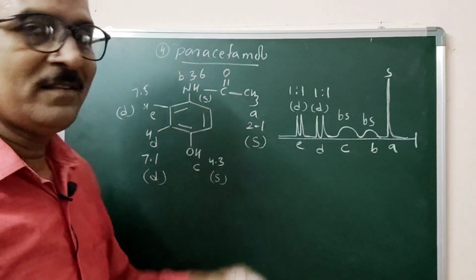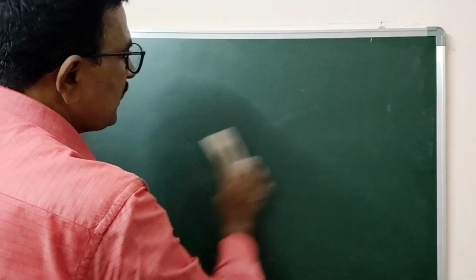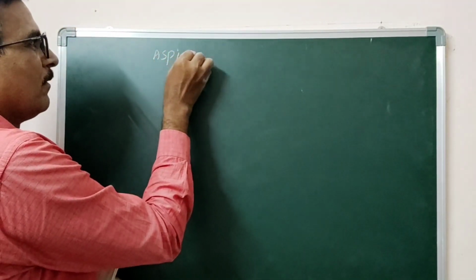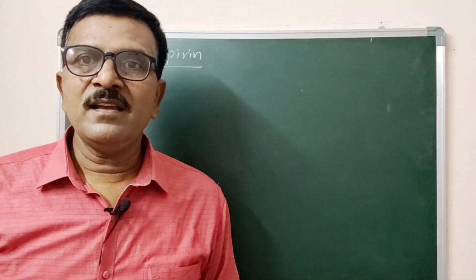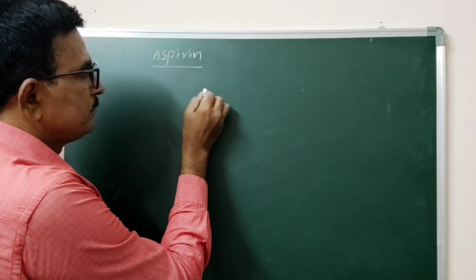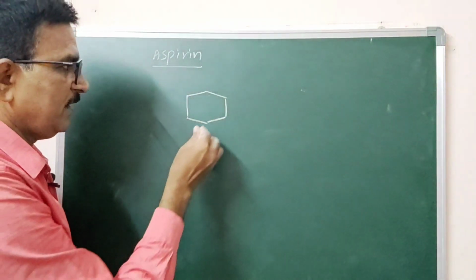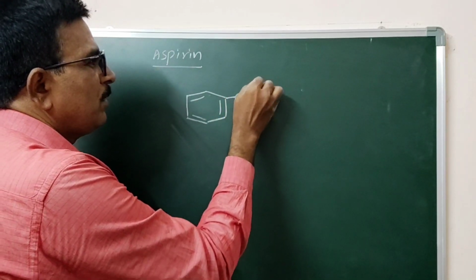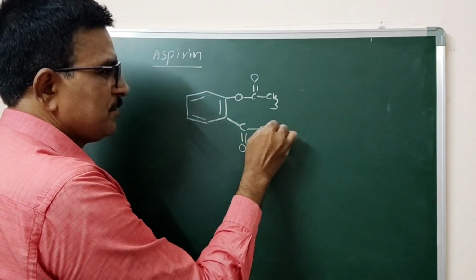So, labile proton signals always appear as broad. This is about the paracetamol spectrum. After that, let us study another example, aspirin. NMR spectrum of aspirin. It is acetyl salicylic acid: O C double bond O CH3, COOH.